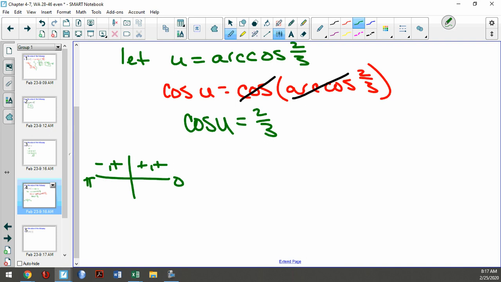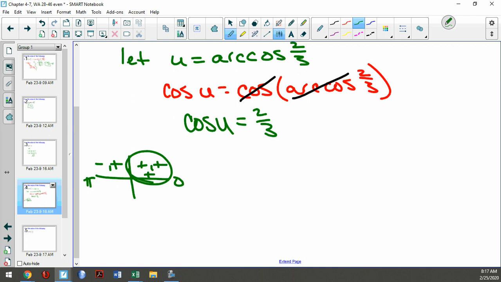Plus plus, minus plus. This tells me that cosine is positive, correct? If cosine is positive, which of those two quadrants am I in? I have to be in quadrant 1. Do we all understand that, yes or no? Which means my cosine is positive, my sine is positive, and my tangent is positive. Do we all understand that?